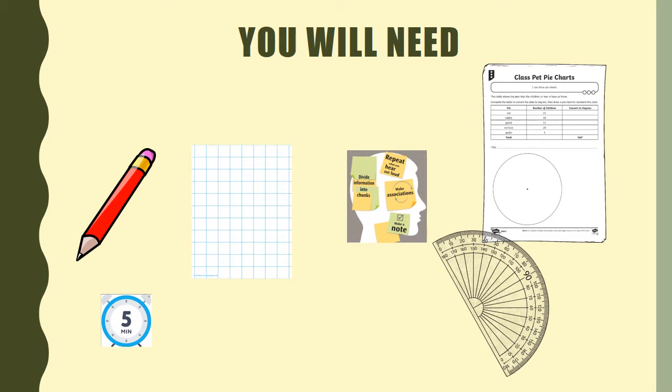For today's lesson, you will need a pencil, paper, your thinking hats on. You'll need the class pie charts worksheet, which was emailed to you this morning, which you can also find on the school website. You'll need a 5-minute timer, and you'll also need a protractor. So if you need to pause the video here and go and get those things, please do, and then we will begin.